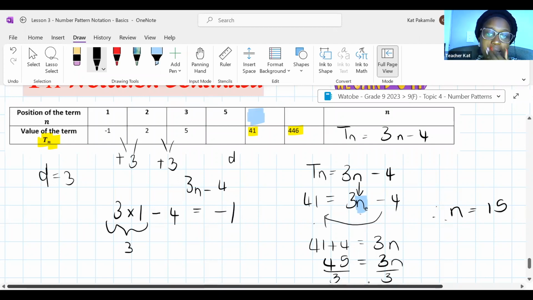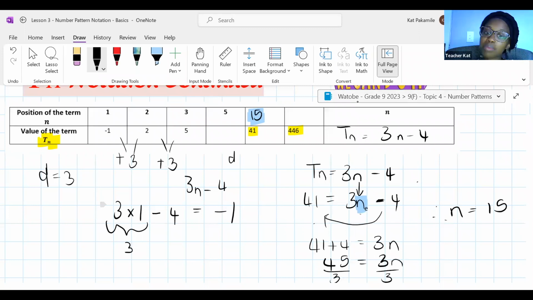Okay, guys. I didn't want you to guess. I wanted you to follow the formula and method. Kamsa said, ma'am, would we add 4 to 41, go 45, then divide by 3? Yes. Brilliant, guys. Inverse operation. So you first get rid of this 4. If it's minus and you take it over, it becomes plus. So now you have 45 equals 3n. 3n is the same as 3 times n. So you divide on both sides and it will tell you that n is 15.